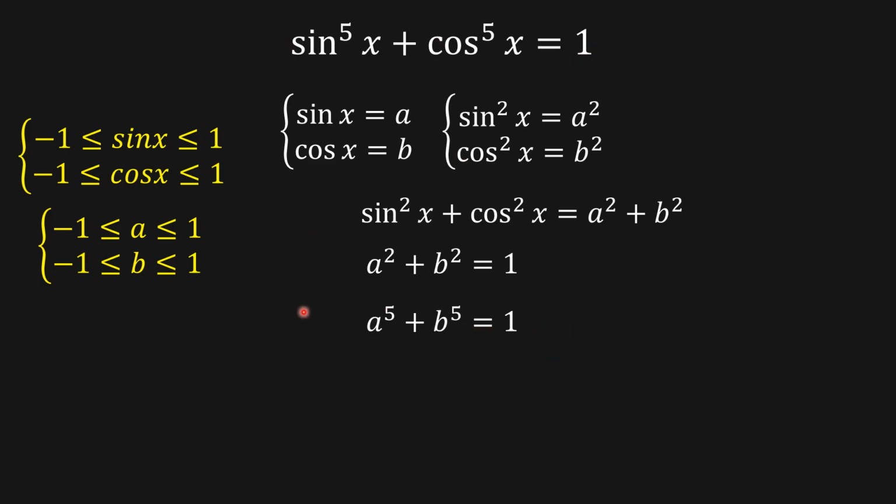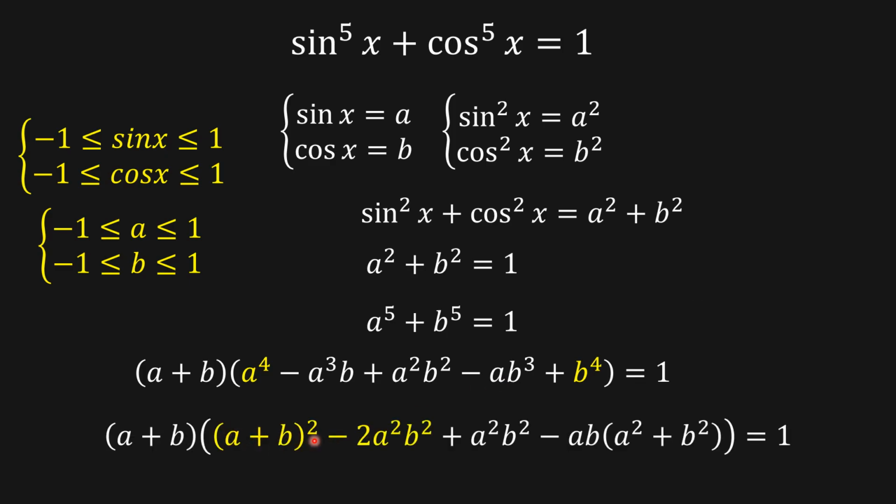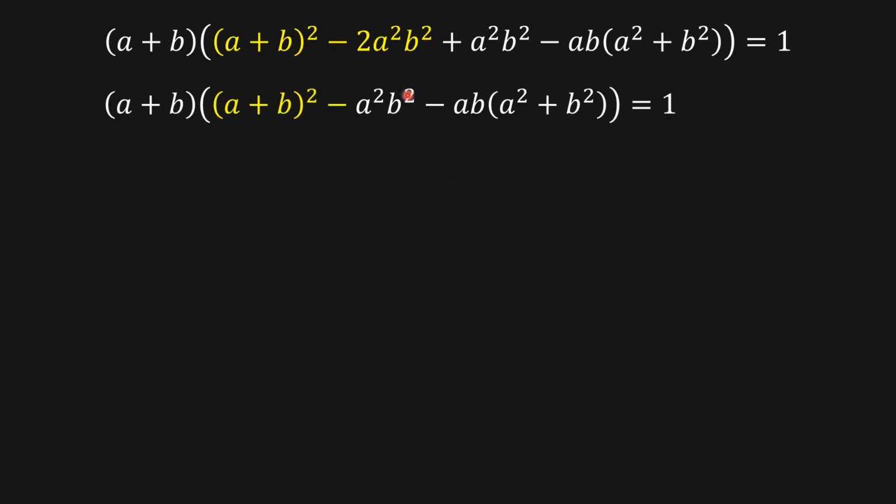We know that we can write a to the 5 plus b to the 5 as this product here. And now I can complete this square, this term here and this one here. I'm going to say that this is then a plus b squared minus 2a squared b squared. This one here is equal to a to the 4 plus b to the 4. And then from here we are going to simplify these two, and then we're going to have minus a squared b squared, and here we're going to have this one here.